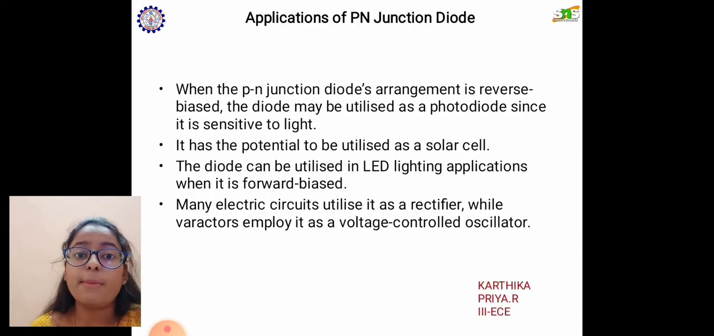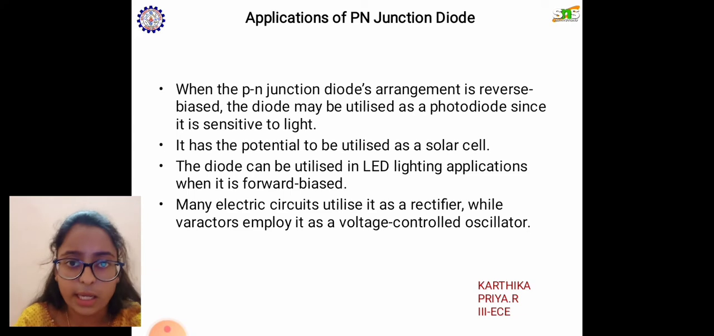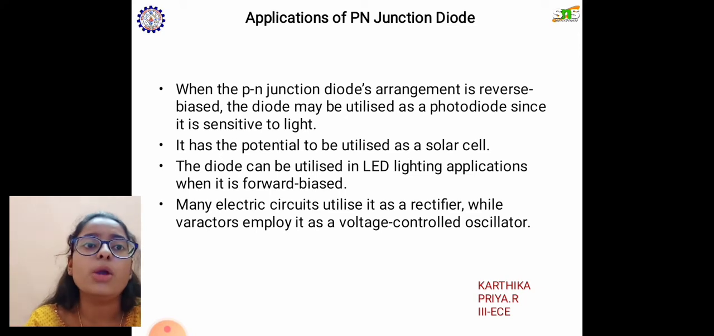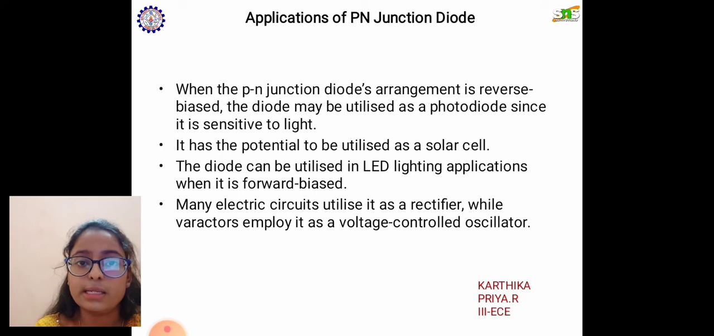And the next one is the applications of the PN junction diode, where it is applied. When the PN junction diode's arrangement is reverse bias, the diode may be utilized as a photodiode since it is sensitive to light. It has the potential to be utilized as a solar cell. The diode can be utilized in LED lighting applications when it is forward biased. Many electric circuits utilize it as a rectifier, while varactors employ it as a voltage controlled oscillator.